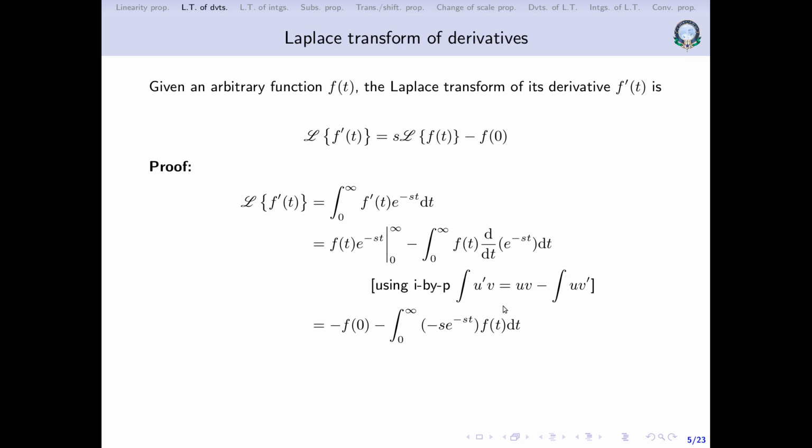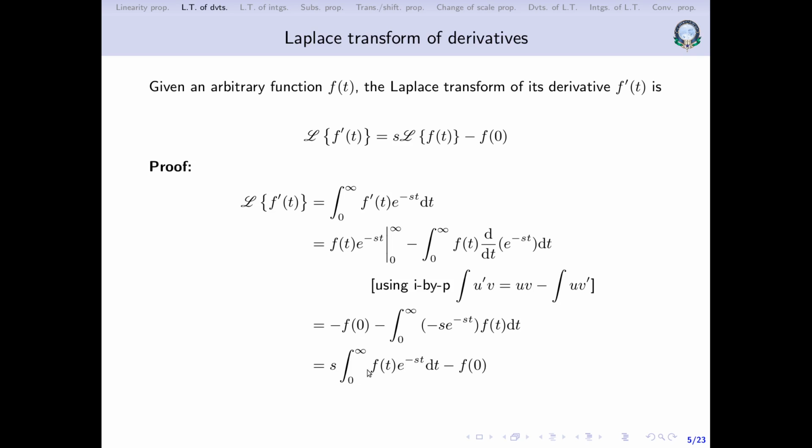Okay, so differentiation of e to the power minus st is minus s e to the power minus st. So we have a minus sign here, which comes because of differentiation, and already there is a minus sign outside, so these two will give us a plus sign, and this s will come outside because you are integrating with respect to t. So s integration of f of t e to the power minus st dt from 0 to infinity, minus f of 0.